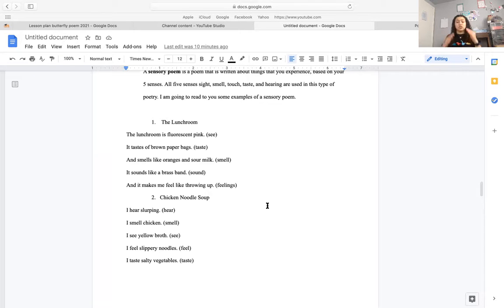Exactly. Wonderful job. So it has all those five senses. It has see, it has taste, it has smell, it has sounds, and it has feeling. So now let's go to another example.